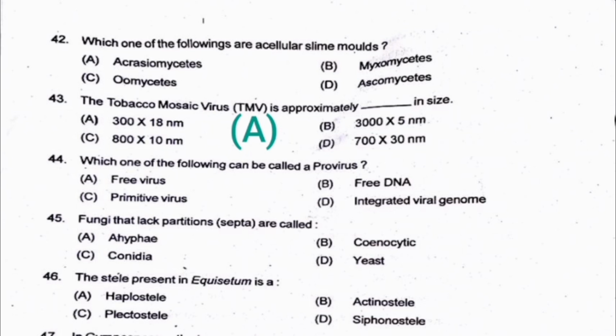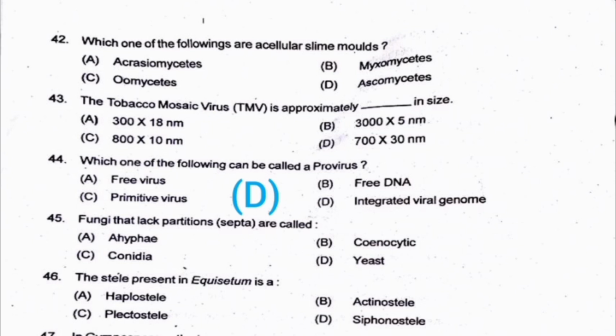Next, question number 44. Which of the following can be called a provirus? Option A, free virus. Option B, free DNA. Option C, primitive virus. Option D, integrated viral genome. So a provirus is a virus genome that is integrated into the DNA of a host cell. It replicates with the host genome and can be transmitted from one cell generation to the next without causing lysis. So the correct answer is option D. Provirus is integrated viral genome.